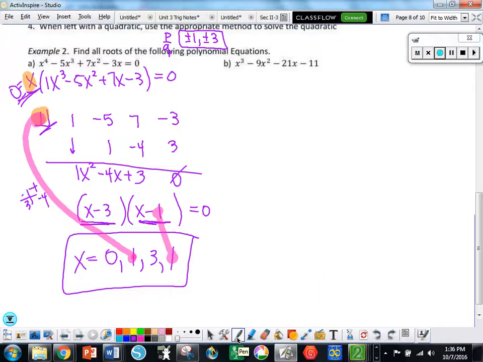So we start. Is there anything that they have in common? No. I'm just going to look at it. If I were to group it, would anything come out? This would be like an x minus 9, and this would be a 21, 11. No, that doesn't work either. So from here, what do you do?